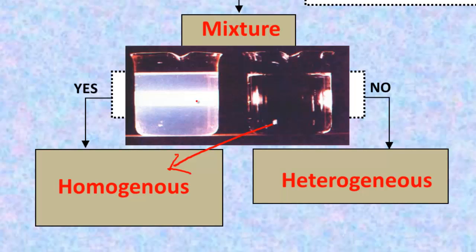Now here, if you shine a flashlight, you can see particles. You can see the light going through. So those little particles in there are reflecting the light, which is why you can see that beam of light. And if that's the case, then that means you can distinguish the particles in there, and that would be a heterogeneous mixture.